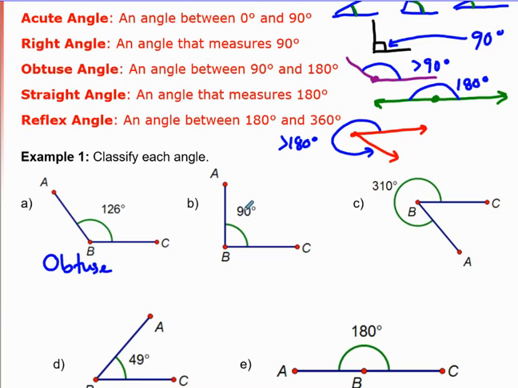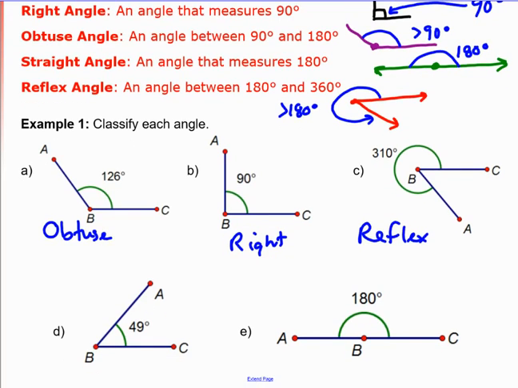Here we're told it's 90 degrees, so anything that's 90 degrees up here is a right angle. All right, next. Here we have, well, it would be an acute angle inside here, but they're actually measuring the outside, so that is our reflex angle.